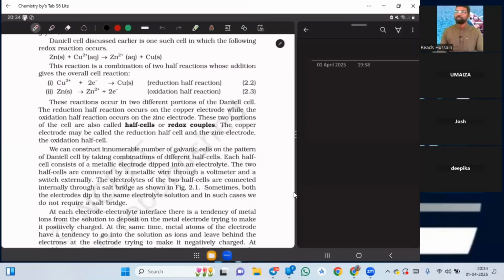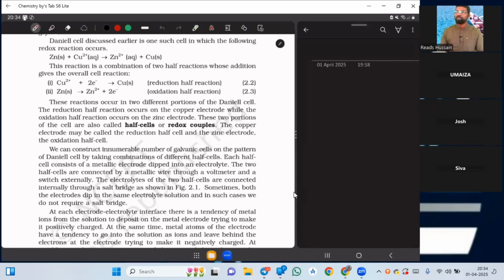Before going to that, I will briefly recap the previous class topics. We discussed the introduction of electrochemistry: what electrochemistry is and what electrochemical cells are. Particularly, we discussed galvanic cell construction and its working, the function of the salt bridge, and at the end how a galvanic cell can be represented using the IUPAC system. Those are the basic things we discussed in the previous class.